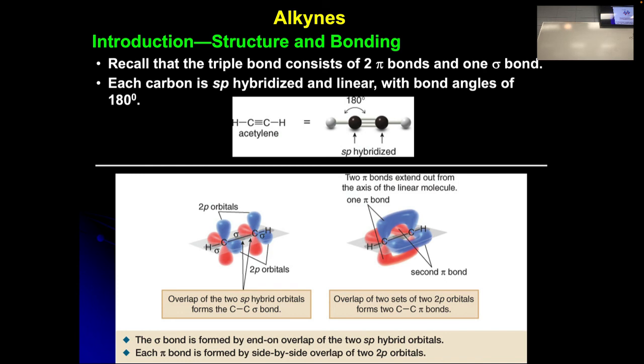So you've got p orbitals that are in the plane of the board that are overlapping, and you've got p orbitals that are coming in and out of the board at 90 degrees to one another.